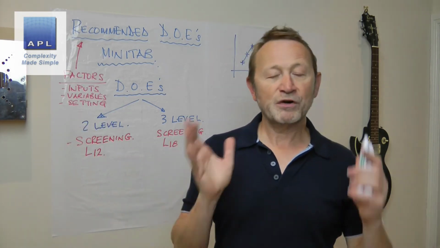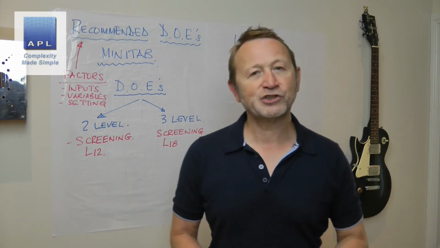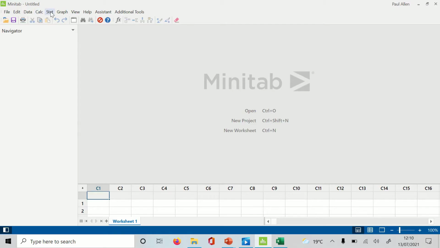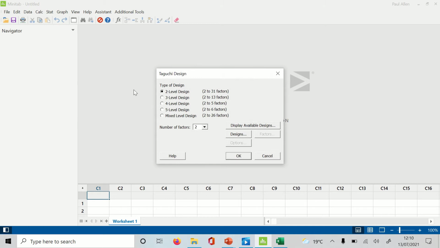So with all of this, that's how we're going to choose. So anyway, the L12, let's show you where it is on the menu. Stat, DOE, Taguchi. Now here's why I mentioned the number of factors, because there is a little drop down menu here. How many variables do you have to test? Now let's say we're going to test 7.